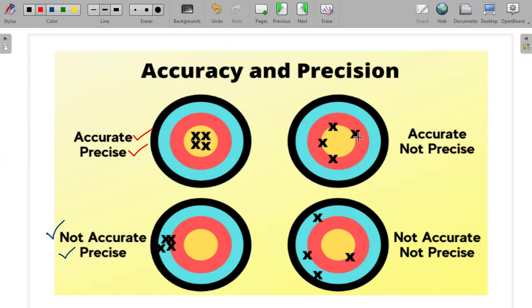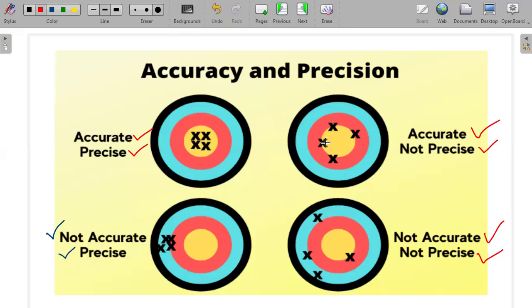And then the other combination is this one. You can see that they are almost hitting the yellow spot, so we're going to say they are accurate, but are they close together? No, they are not close together, so we're going to say they are not precise. And then these ones here, they are scattered and they are very far from the target, which is the yellow spot here. So they are both not accurate and not precise. That's accuracy and precision by definition, and we've compared them.